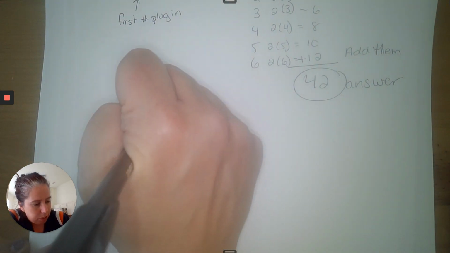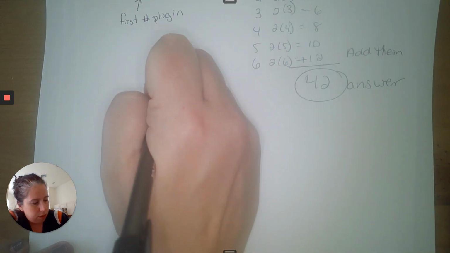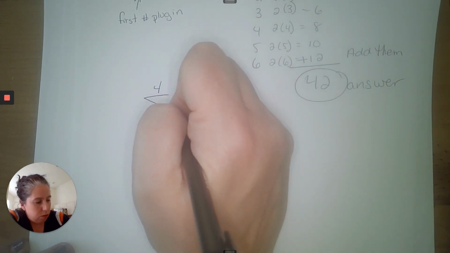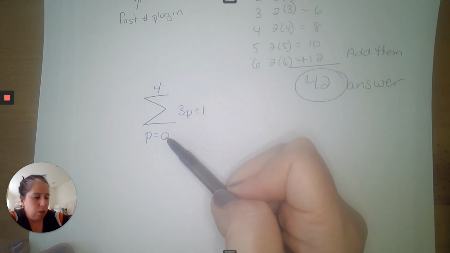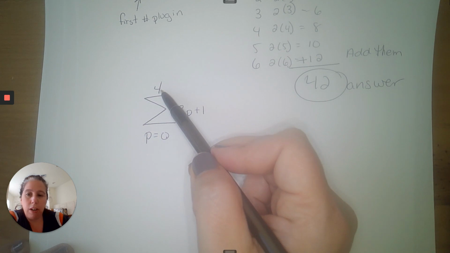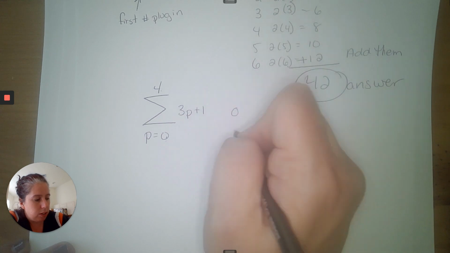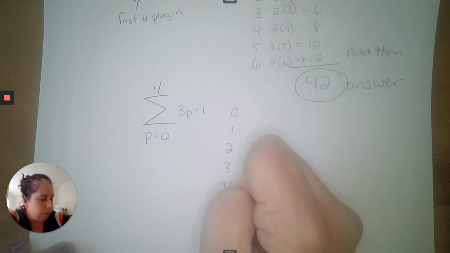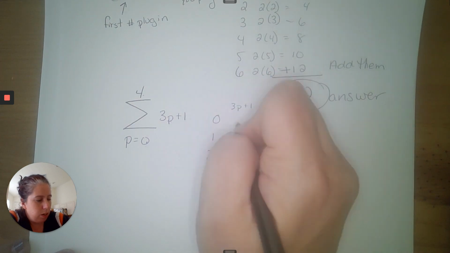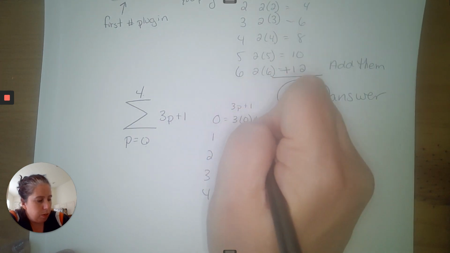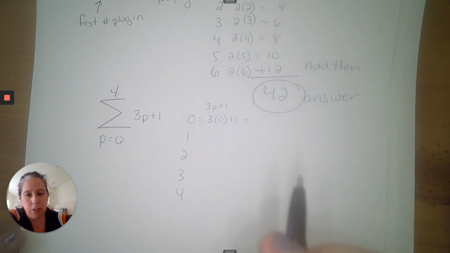So I got my sigma. We're going to go from p equals 0 to 4 into 3p plus 1. So you're going to plug in all the numbers from 0 through 4 into here for p, and then you're going to add them together. So where do I start? I need 0, 1, 2, 3, and 4. You're going to plug them in here. So I need 3p plus 1. So we're going to go 3 times 0 plus 1. Now I'm going to write it out the long way so you guys can see the math. If you know how to do it in your head, that's fine.